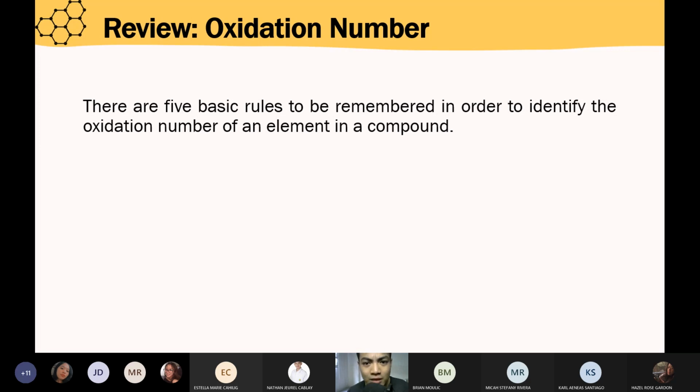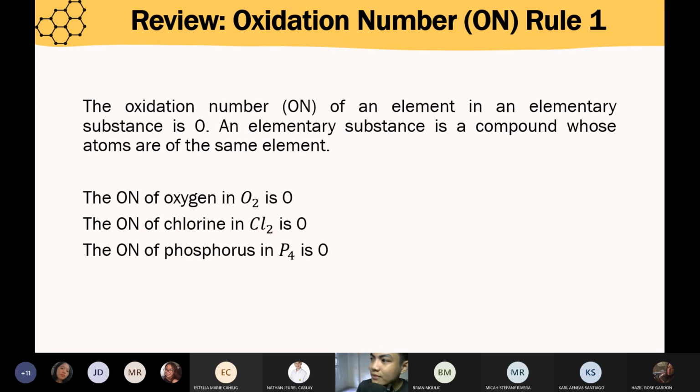Anyway, this topic will be very helpful pagdating ng analytical chemistry. Okay? So, that's why starting from now, you really have to study this now, so that when we do analytical chemistry next sem, madali na lang. Okay? So, again, there are 5 rules in determining the oxidation number. And all you have to do is just memorize them, and then later on, we'll apply that concept in redox reactions.